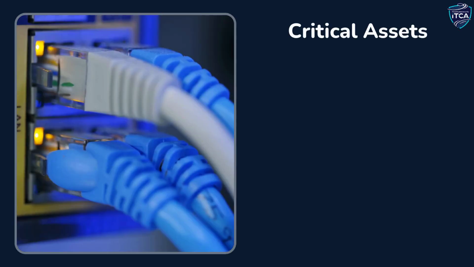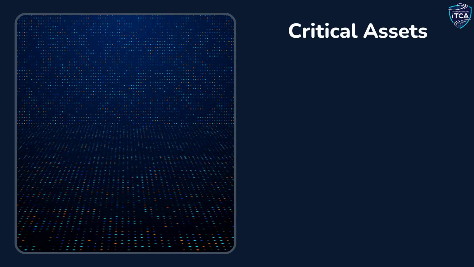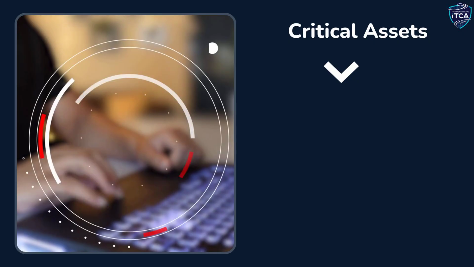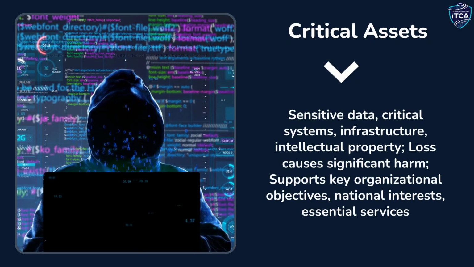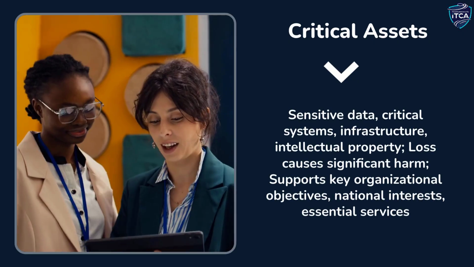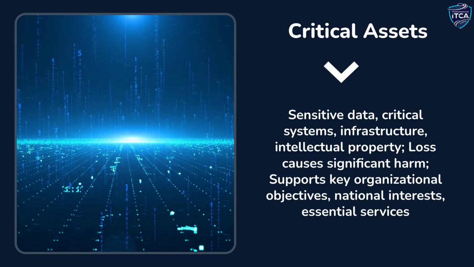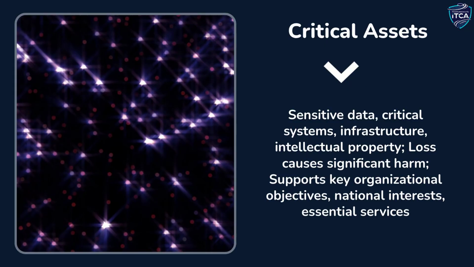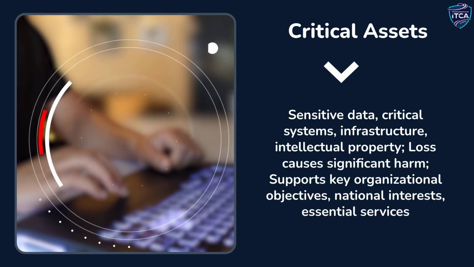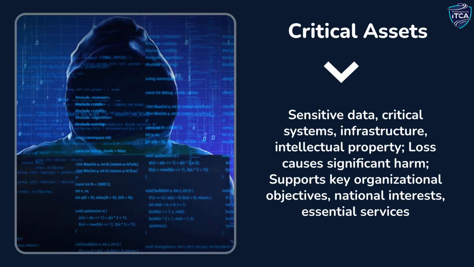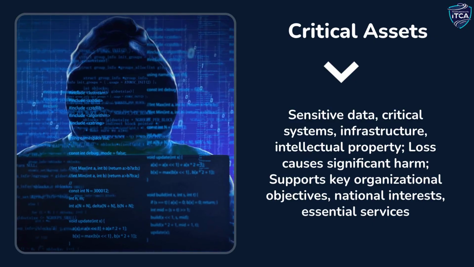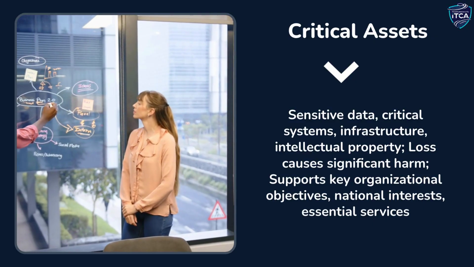At the heart of threat modeling is the identification of critical assets. These may include sensitive data, critical systems, infrastructure, or intellectual property. Assets are considered critical because their loss, compromise, or disruption would cause significant harm. They often support key organizational objectives, national interests, or essential services.